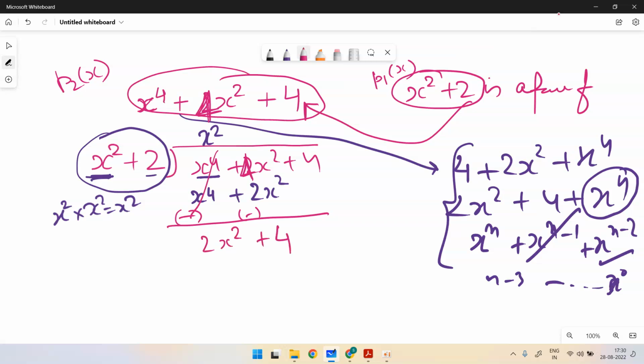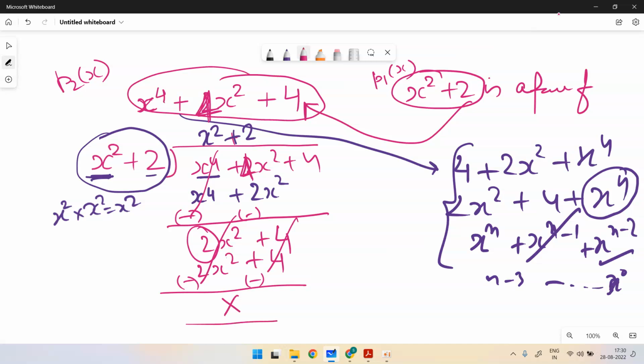Now here is x square, here is also x square, but there is a factor of 2. So to get 2x square from x square, you need to multiply it with 2. So 2 into x square is 2x square, 2 into 2 is 4. Now if you subtract, this will get cancelled, this will get cancelled, remainder is 0. Since the remainder is 0, you can say that the polynomial p1x, that is x square plus 2, is a factor of p2x. And what is p2x? p2x is x power 4 plus 4x square plus 4.